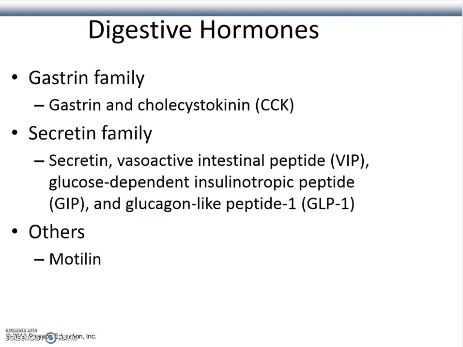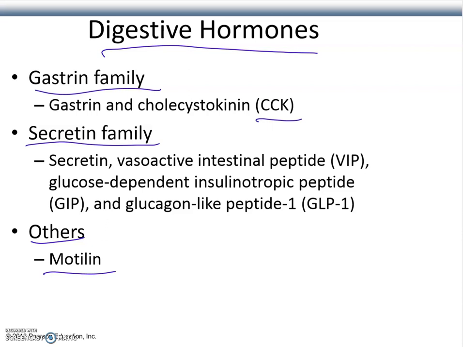And finishing off this part here with some digestive hormones that you will need to learn about and know. Those are the gastrin family, gastrin and cholecystokinin, CCK, and the secretin family, which we'll take a closer look at, and then also some others like motilin, and you will learn more about that in the next section.